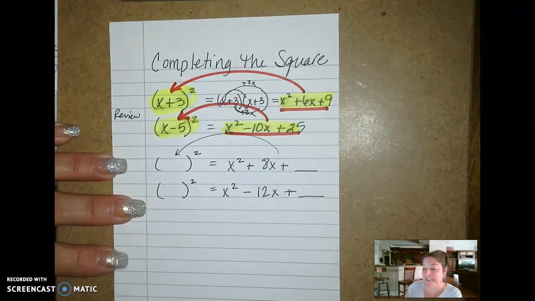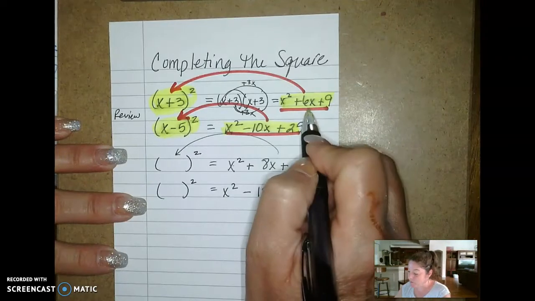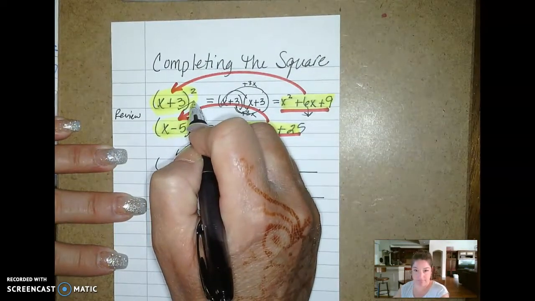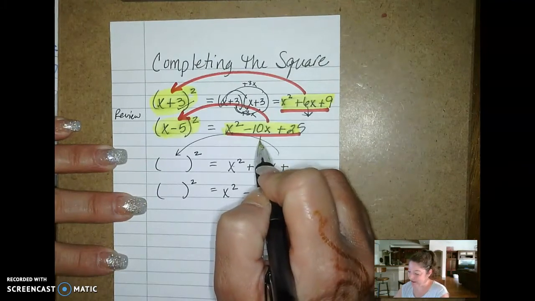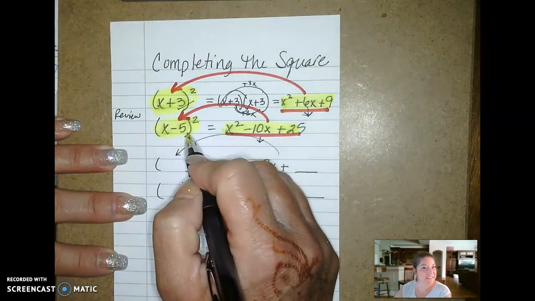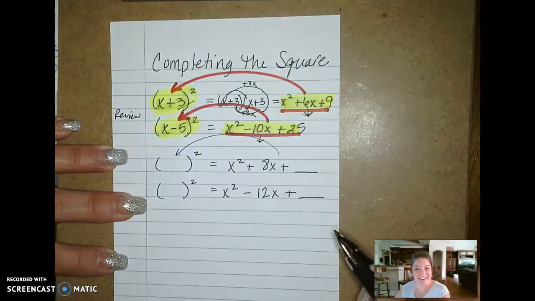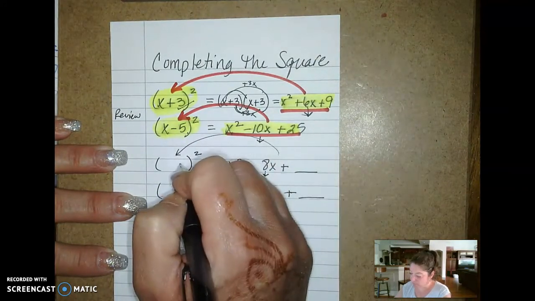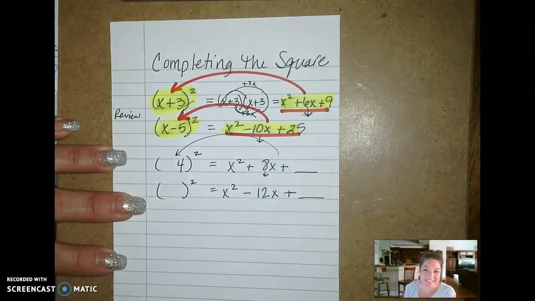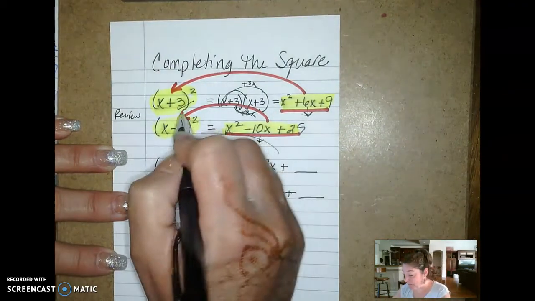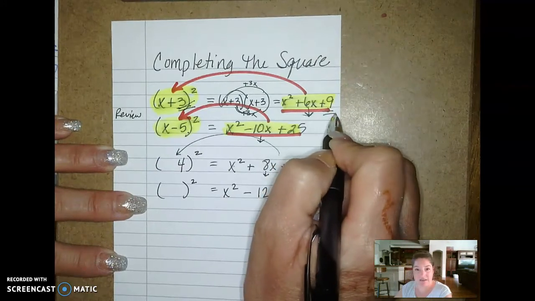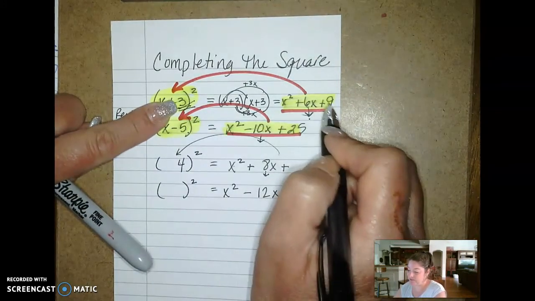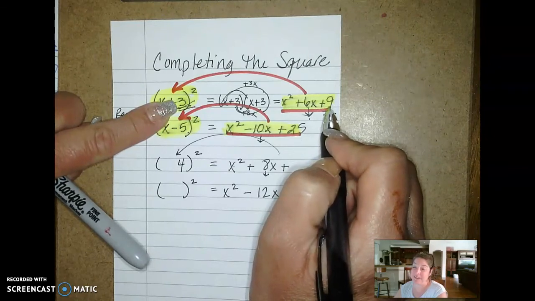Let's take a look and see if we can figure out what this number is. Some of you might know what it is. Hold that thought, okay? What is half of 6? 3. What is half of 10? 5. What is half of 8? 4. So 4 is going to go inside the parentheses. Now, how do we go from 3 to 9? Half of 6 is 3. What is 3 squared? 9.